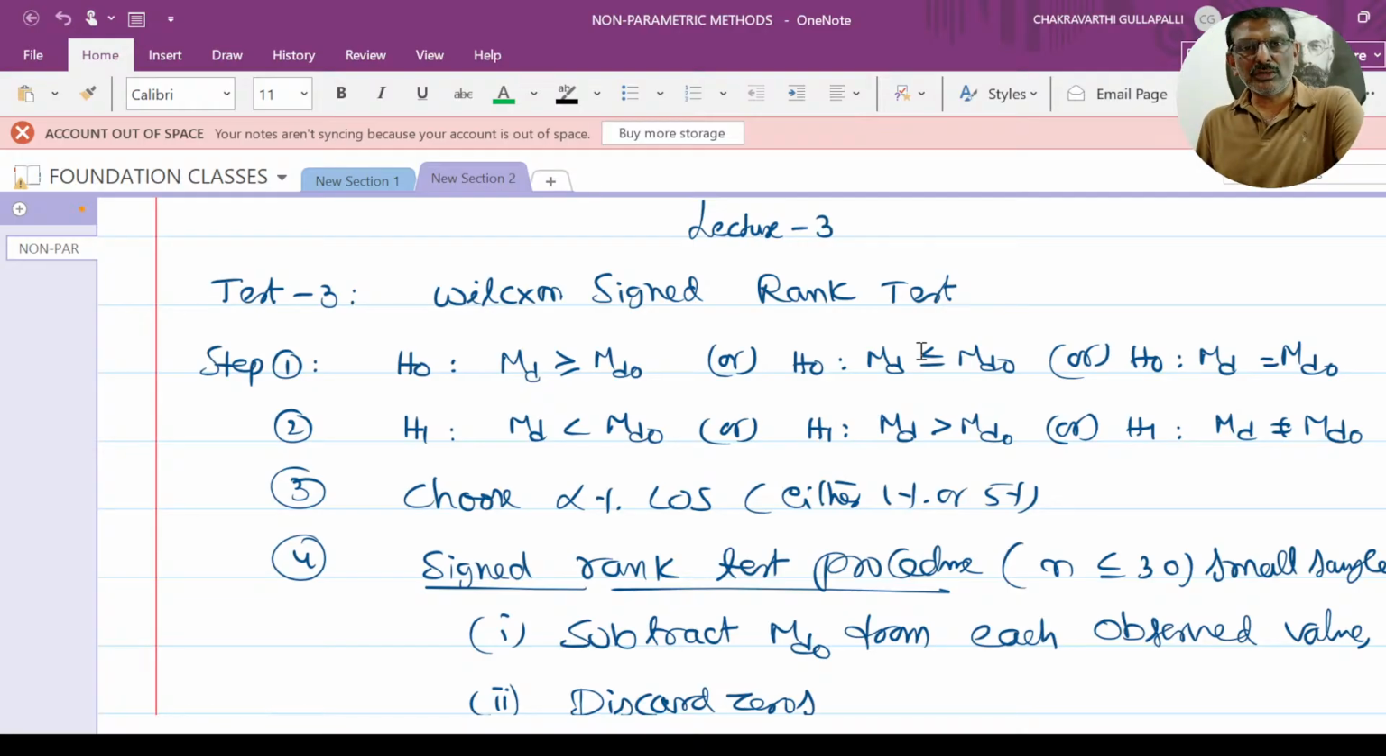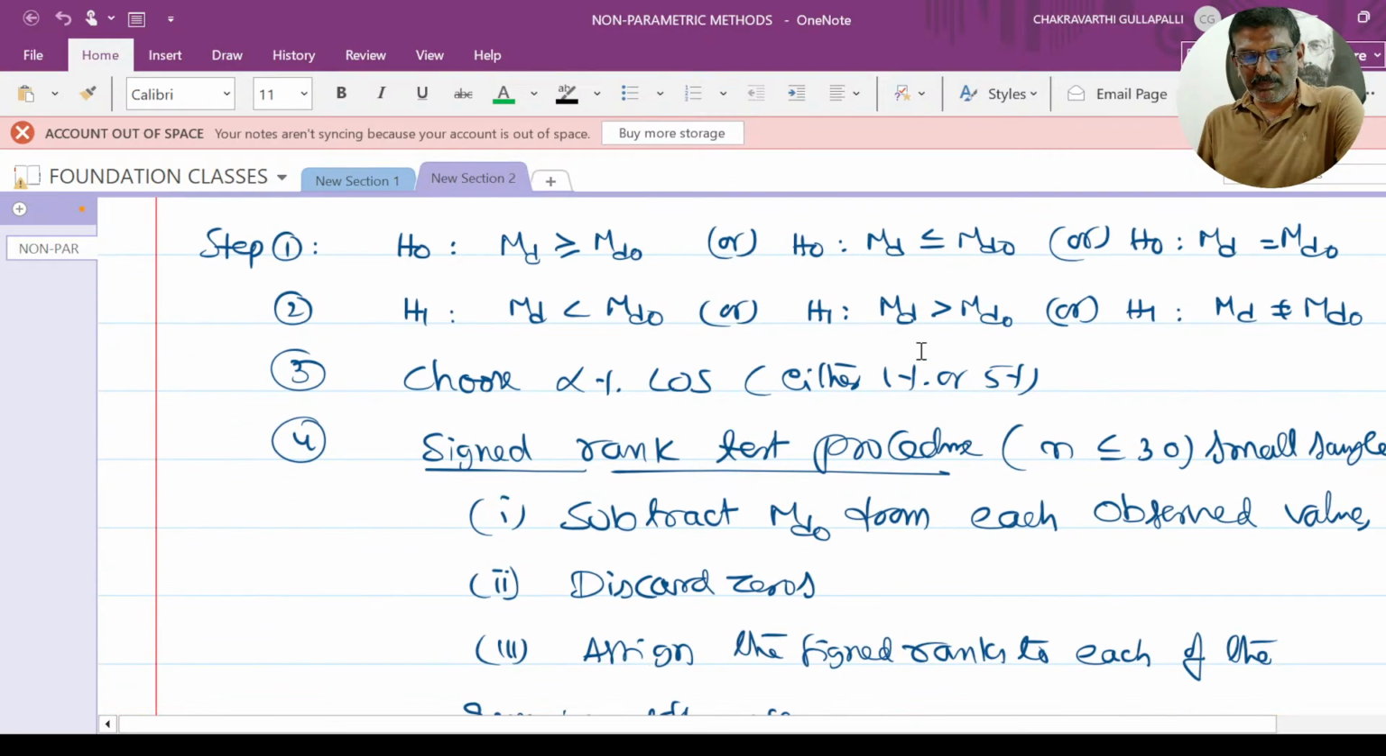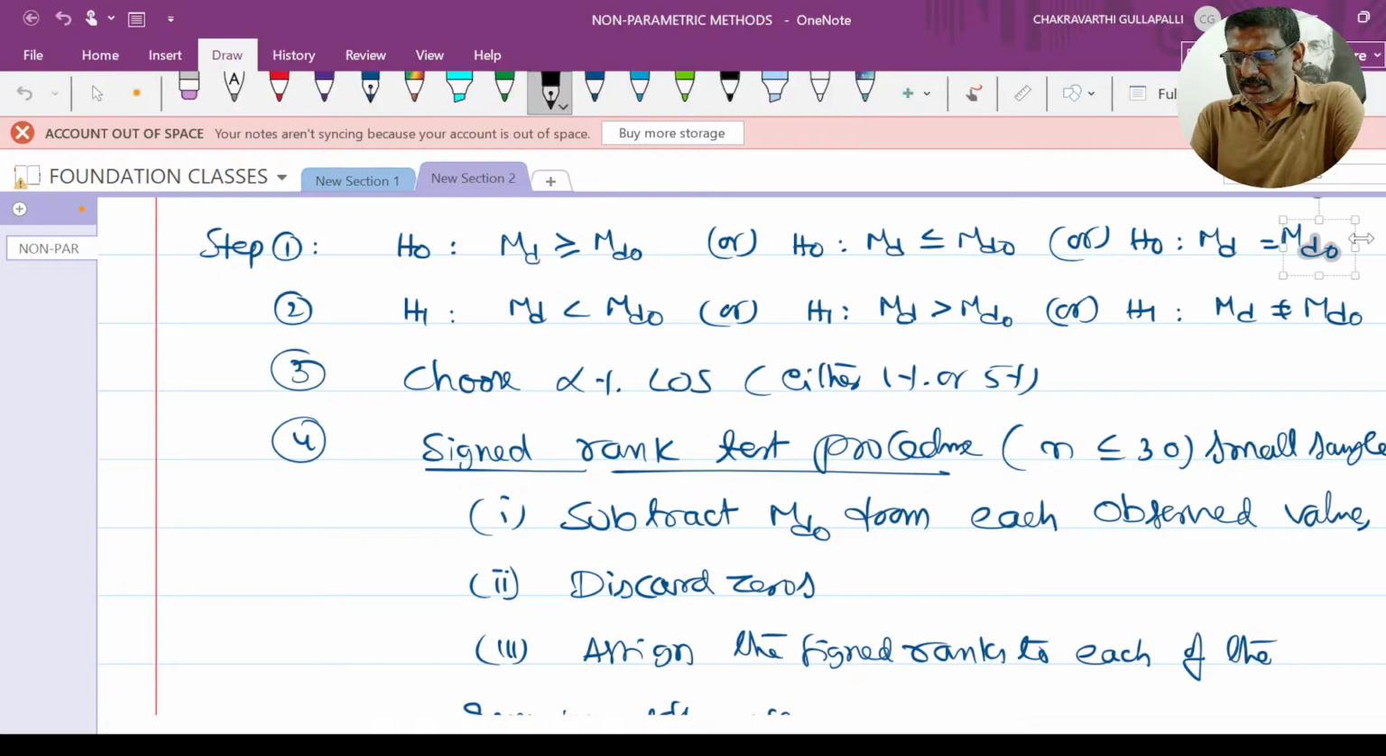Sometimes a deviation may be 0. The 0 is dropped from this procedure. Based on these positive deviations and negative deviations, find the ranks of these deviations and use the systematic procedure to analyze the data. Now step 1 here is the null hypothesis. This is a very useful concept.